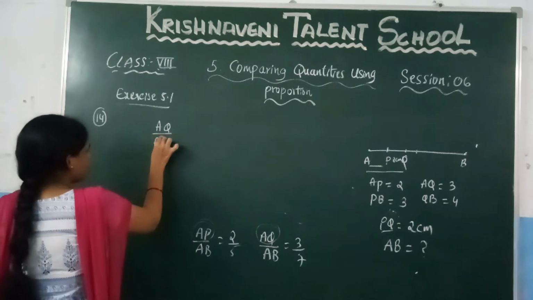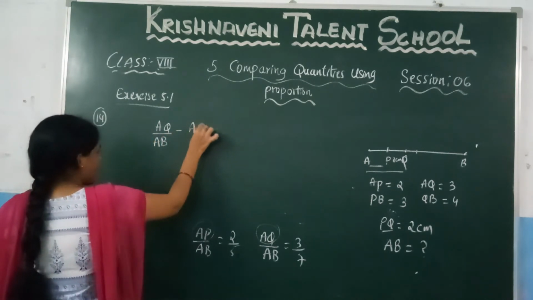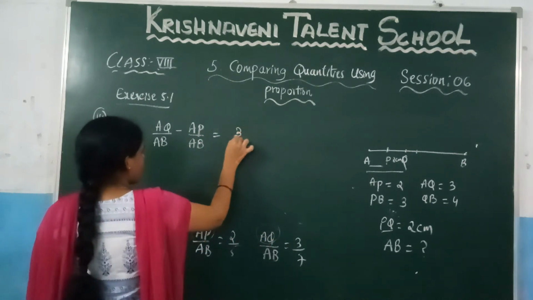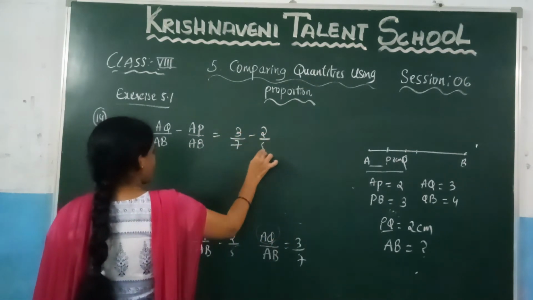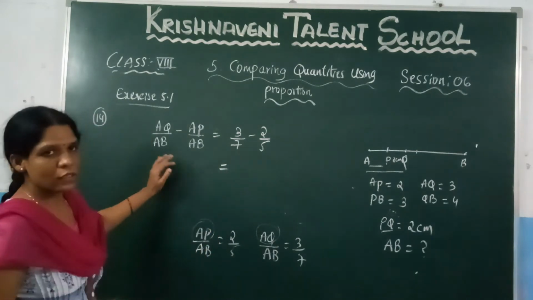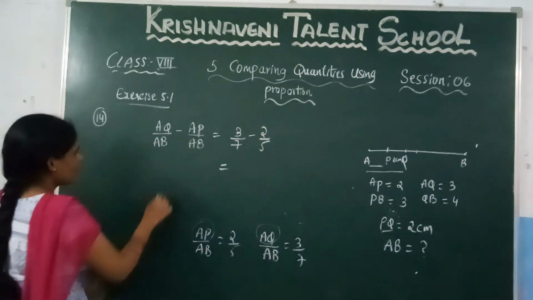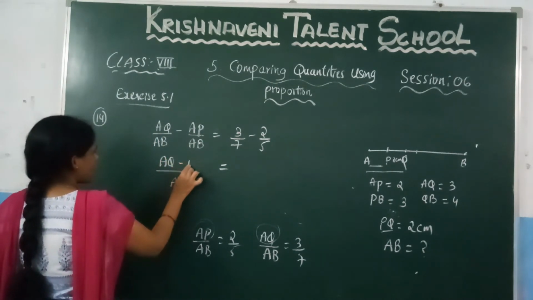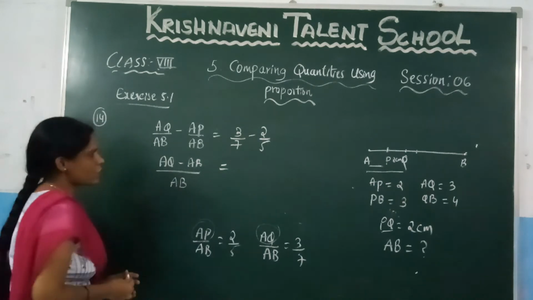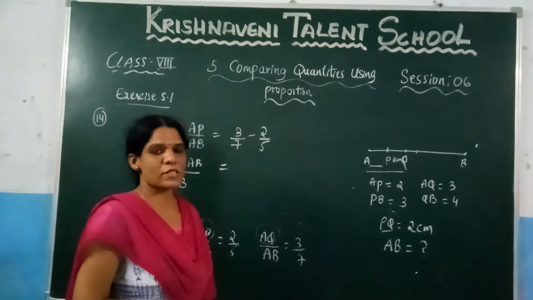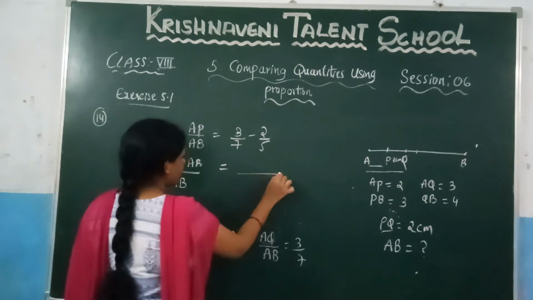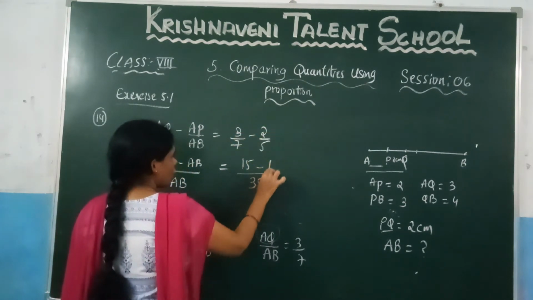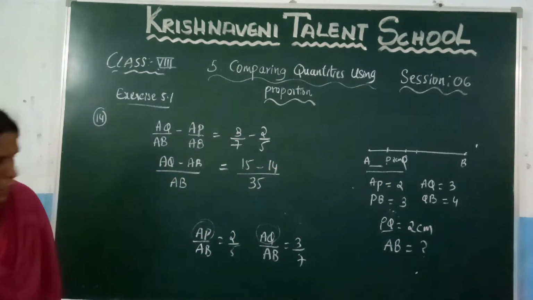AQ by AB minus AP by AB is equal to, what is this one? 3 by 7 minus 2 by 5. Now, since the denominator is the same, take the LCM AB and what is the numerator? AQ minus AP. Now let us solve this one. You know that the LCM of 7 and 5 is 35. So write it here, 35. So that you will get 5 is the 15 and 7 is the 14.